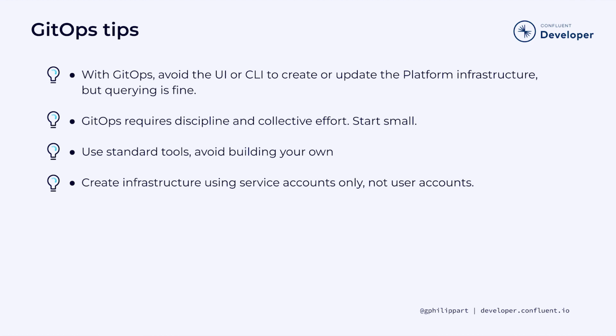Avoid using the UI or the CLI to create or update the platform infrastructure for staging or production environments. The UI or the CLI are fine though for querying or for fiddling with the development environment. Keep in mind that GitOps requires discipline and collective effort. Start with a small and straightforward process, as too many rules and steps might deter developers and operators from following them. Avoid creating your own tools, as they're hard to maintain as ecosystems mature. Use a publicly available tool designed to be extended instead.